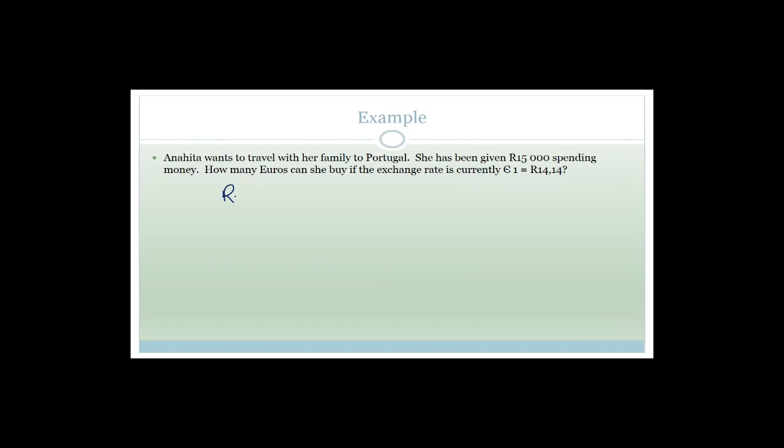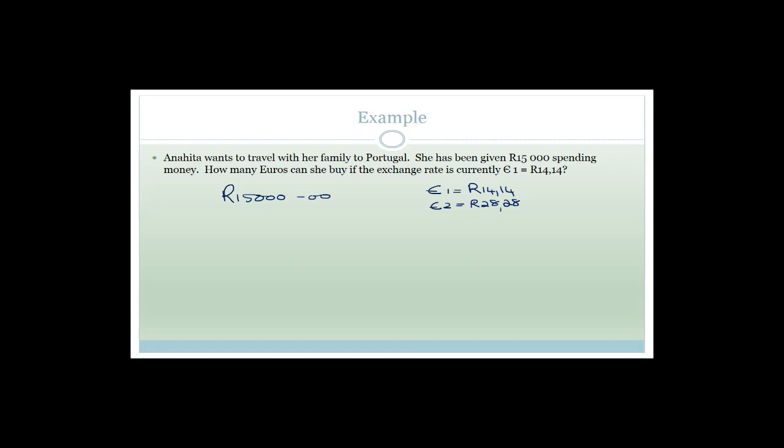So we're given 15,000 rand. Anahita is given 15,000 rand. Okay, she now needs to convert it into euros. If we ignore the fact that the banks charge you a sum, in other words, you won't lose anything, we can just do a straight exchange from 15,000 rand to euros. Okay, but let's think about this. 1 euro is going to cost you 14 rand 14. 2 euros is going to cost you 28 rand 28 cents.